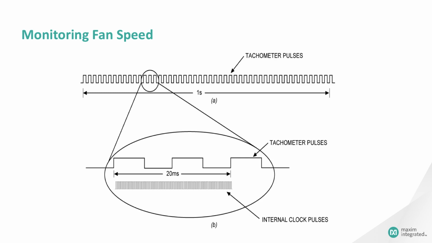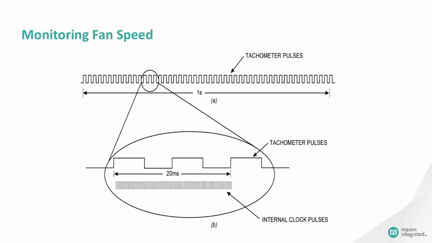If we need to measure and update fan speed once per second, we will be able to count only 50 pulses when the fan is spinning at half speed. This may give enough resolution to determine that the fan is operating, but not enough for precision fan speed control.